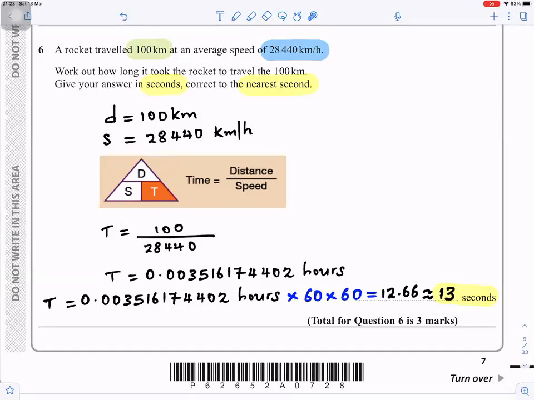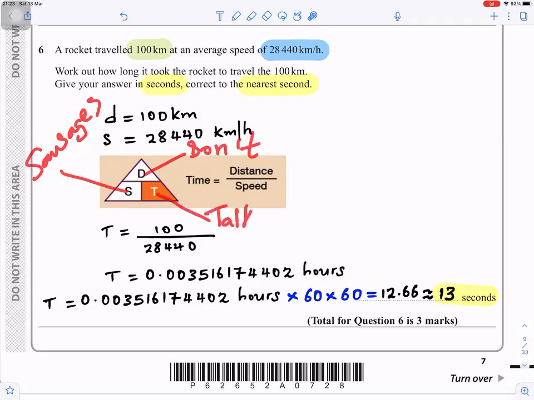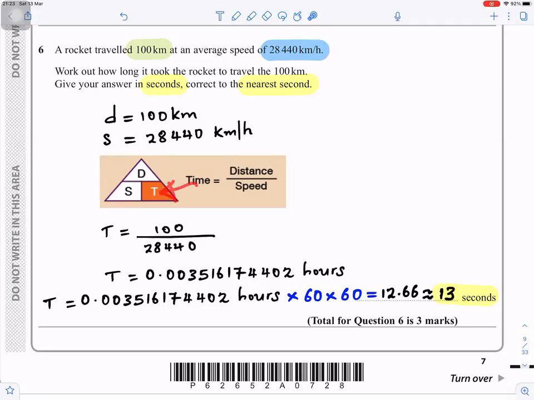The way I remember it is, S for speed, I learn it as sausages. D, don't. T, talk. So I know it as sausages don't talk. And to get time, you cover the time, and it's distance divided by speed. So we want to find the time because it says work out how long. How long means time.